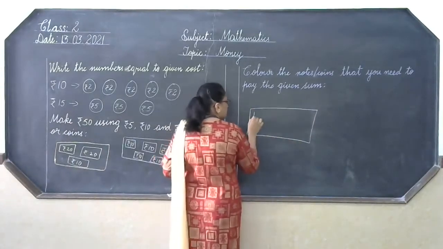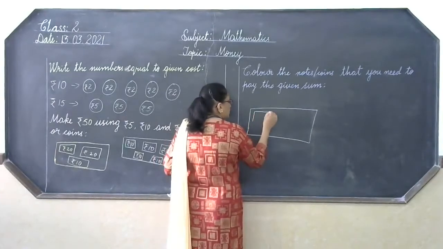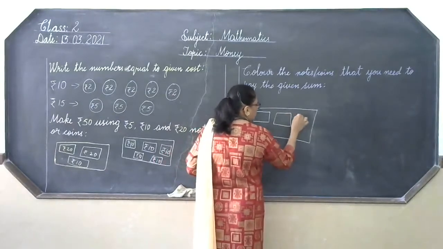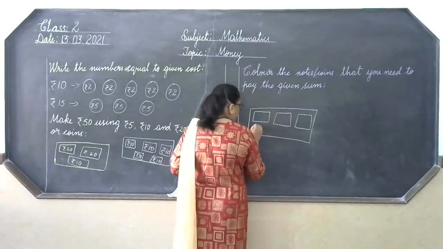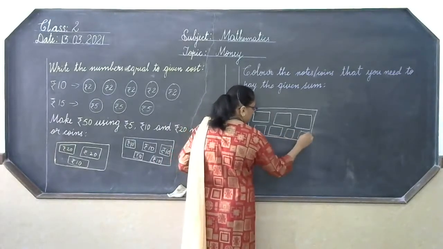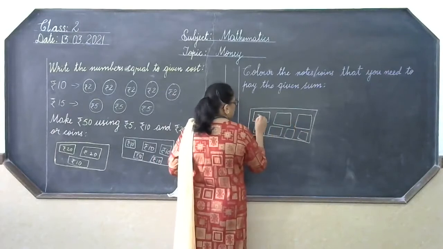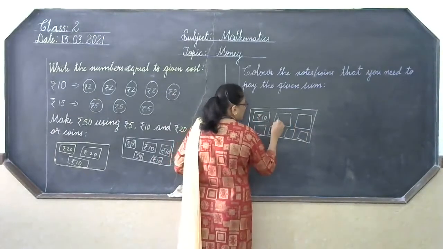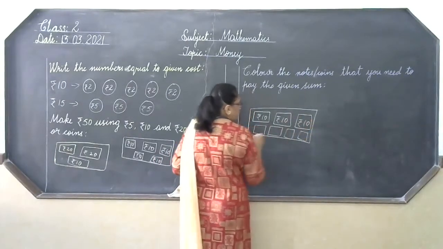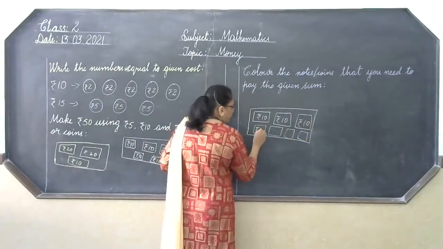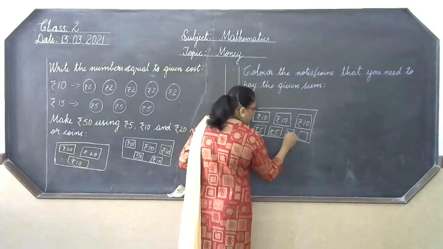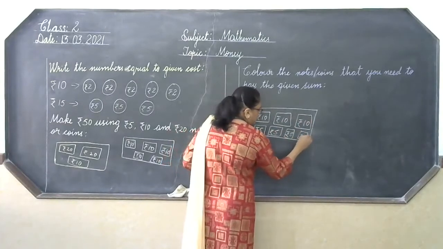Here one more option is either you can use 10 rupee notes or you can use 5 rupee notes. See, for example, I'll show you now. See here, rupees 10, rupees 10, rupees 10. So here you can use rupees 5, rupees 5, rupees 5 and rupees 5.